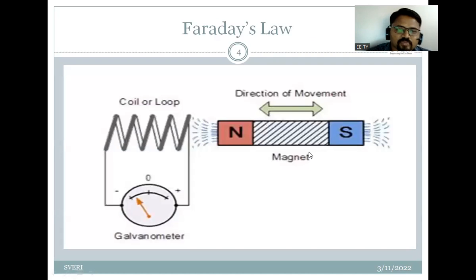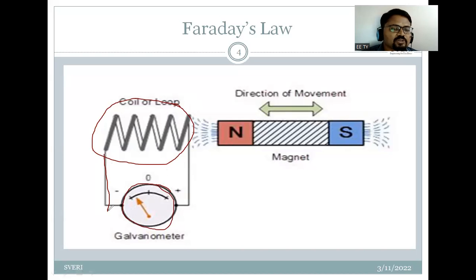See here, Faraday took what you are seeing in this figure, which is one coil. Obviously, whenever the word coil is there, it is a conductor. He took one coil, and to this coil he connected a galvanometer. One end of the coil is connected to one terminal of the galvanometer, and the other end is connected to the other terminal of the galvanometer.